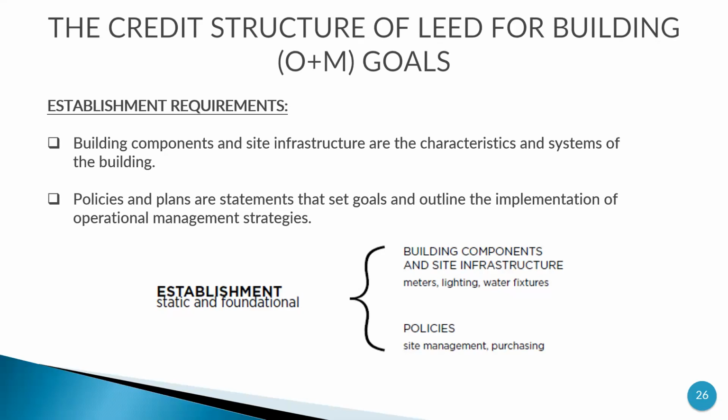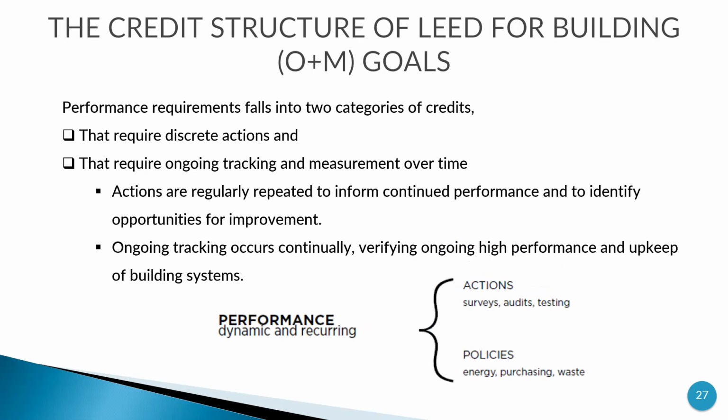Building components is nothing but the building systems. Site infrastructure is what is outside the building, inside the premises: the hardscape, the landscape, existing nature, any other miscellaneous buildings, parking lots, all these things. Policies and plans are statements that set goals and outline the implementation of operational management strategies. Building components and site infrastructure means meters, lighting, water fixtures, everything. Policies are about site management, purchasing.